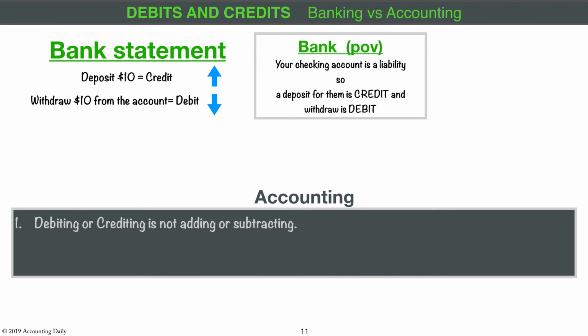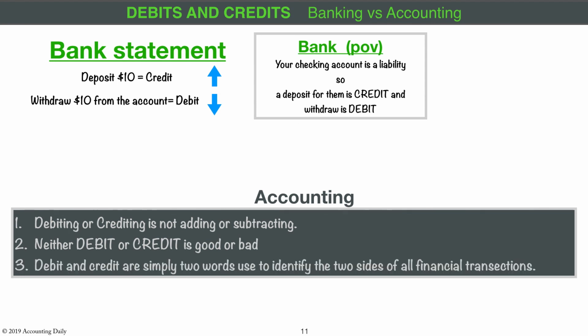In accounting, debiting or crediting is not adding or subtracting. Neither debit nor credit is good or bad. Debit and credit are simply two words used to identify the two sides of all financial transactions.